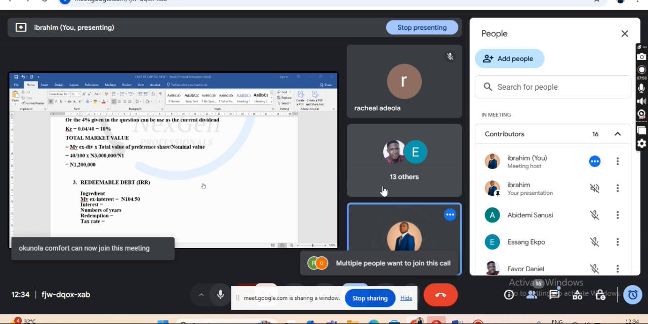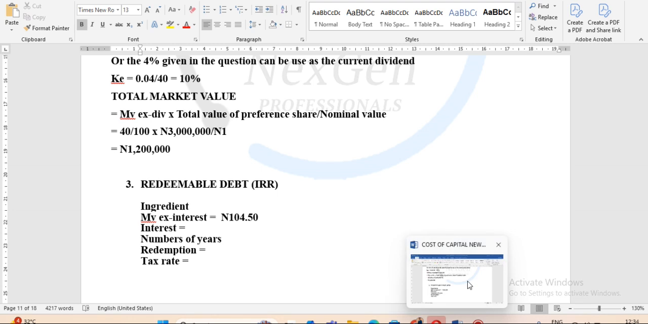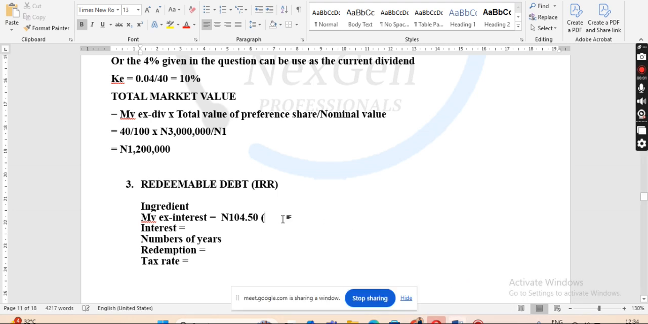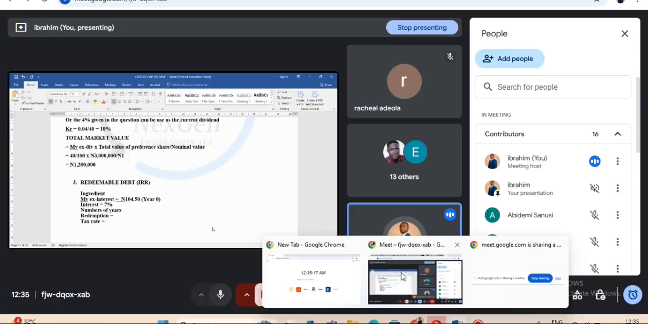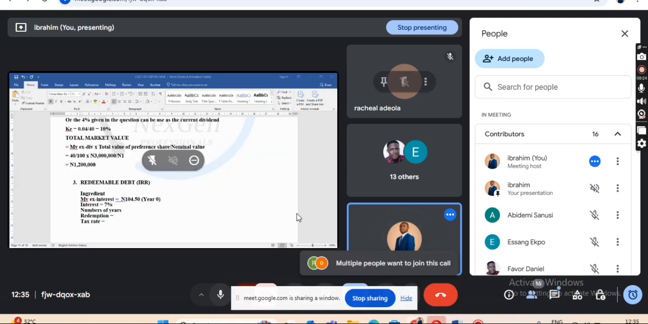The interest rate is about how many percent? Let me put it as year zero. It will be at your year zero. Now, the interest rate is about how many percent? The interest rate is 7%. Now, class, how do we convert this 7% to Naira? If you want to convert this 7% to Naira, what do we do?